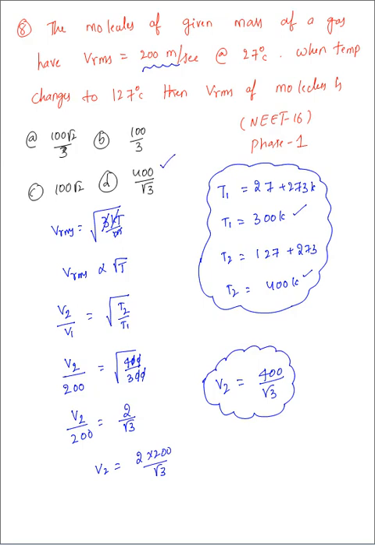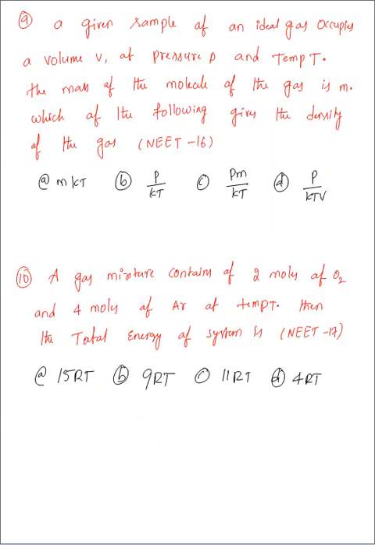Now let me go to the next question. The next question is from NEET 16. What they are asking: a given sample of an ideal gas occupies volume V, pressure P and temperature T.